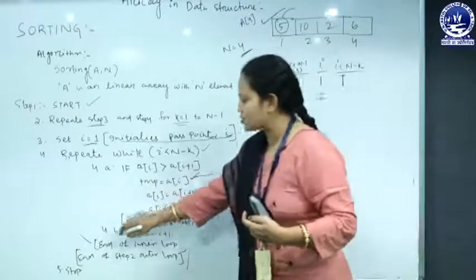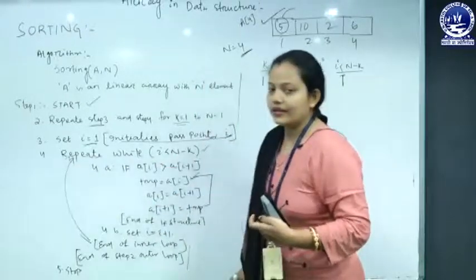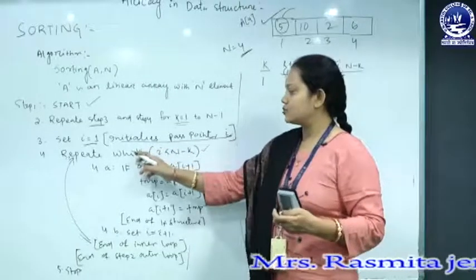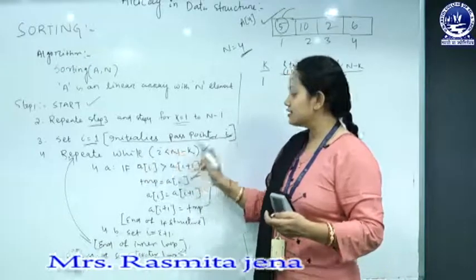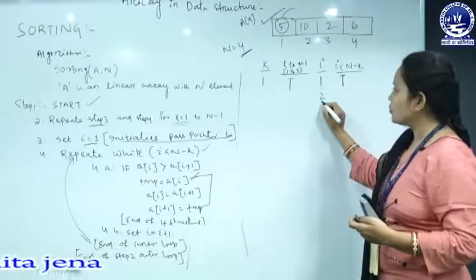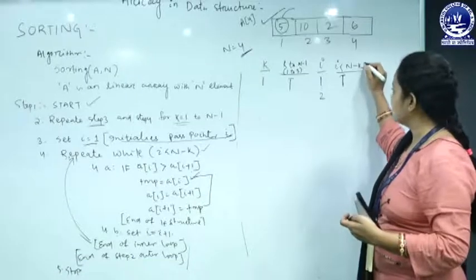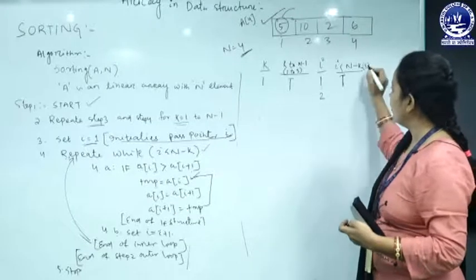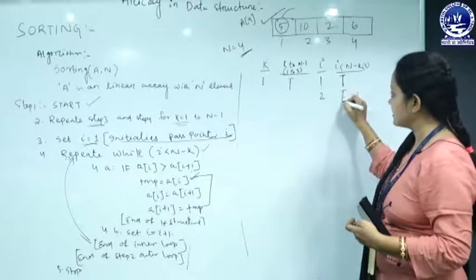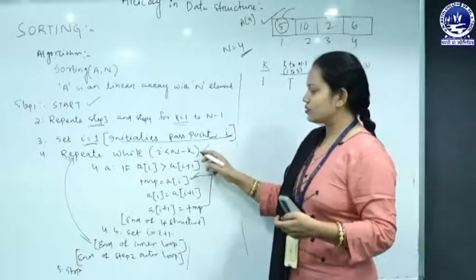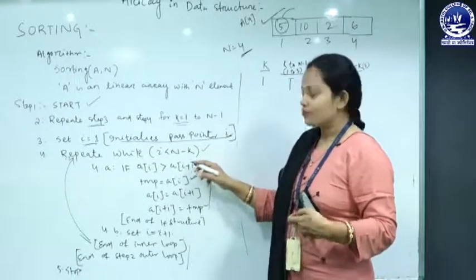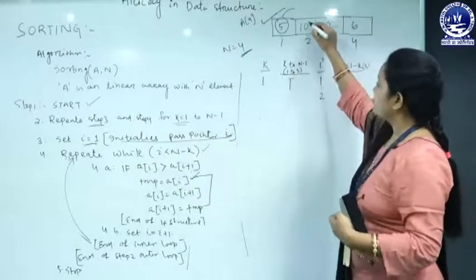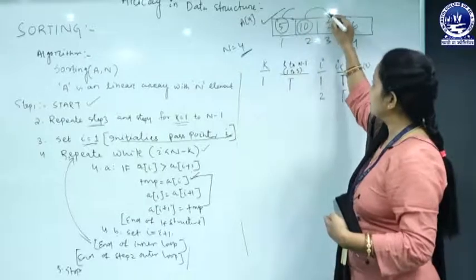Then when I becomes 2, we will again execute the inner loop condition. The inner loop condition is while I less than n minus k. Our I is 2, and in pass 1, n minus k is 3. So 2 less than n minus k, the condition is true. As this condition is true, we will go for the step 4 block, where it will again check.